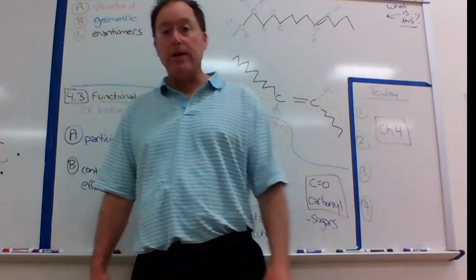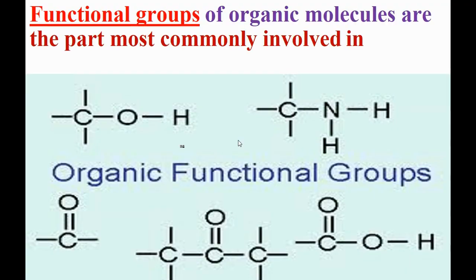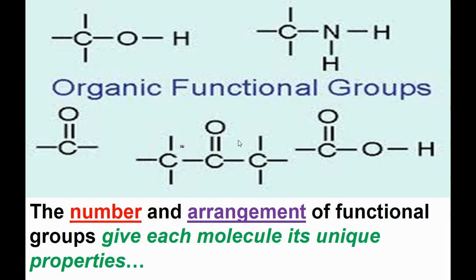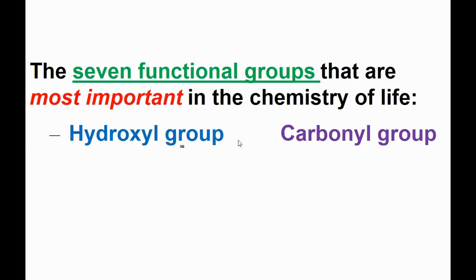So that's a hernia for you. Well, there are 7 functional groups that you need to know about. And there's a handout that I hopefully have given to you. The number and arrangement of these functional groups gives each molecule its unique property for sure. Here are the 7 functional groups.